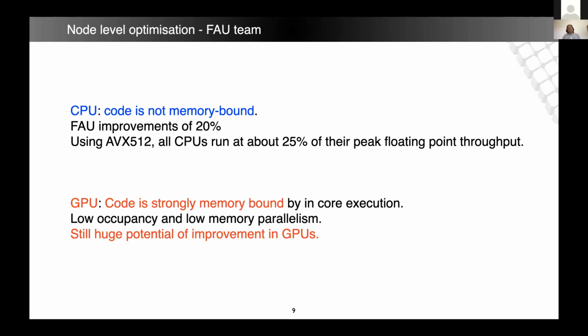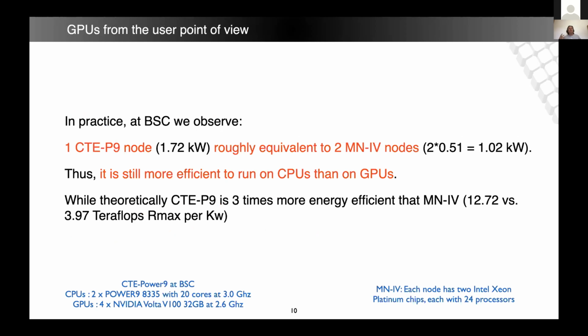They have done some improvements, and we see that we can run at 25% of the AVX-512 peak, and these, I understand, are quite nice numbers. In the GPU, instead, they find that the code is strongly memory bound, so there is a totally different behavior in the CPU and the GPU. There is low occupancy and low memory parallelism at the GPU, and so there is still a huge potential for improvement in the GPUs.